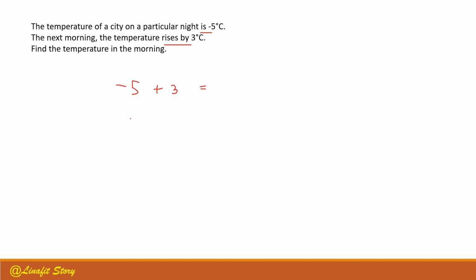How to solve the question? The absolute value of negative 5 is 5. The absolute value of positive 3 is 3. Which one is bigger, 5 or 3? 5 is bigger. So just copy its sign, negative. What's the difference between 5 and 3? 2. So the answer is negative 2 degrees Celsius.